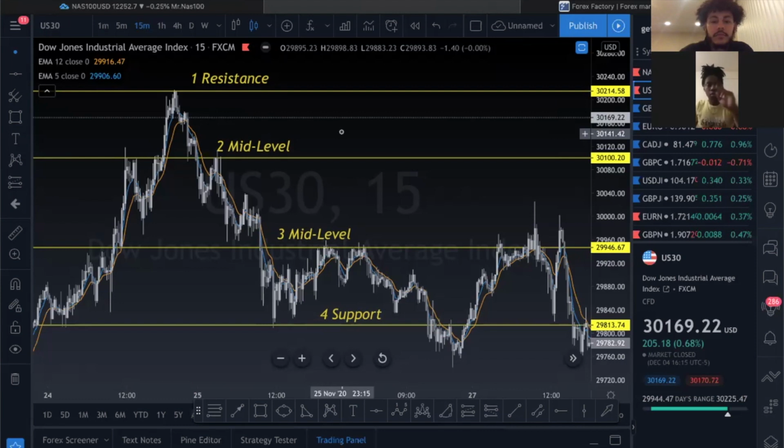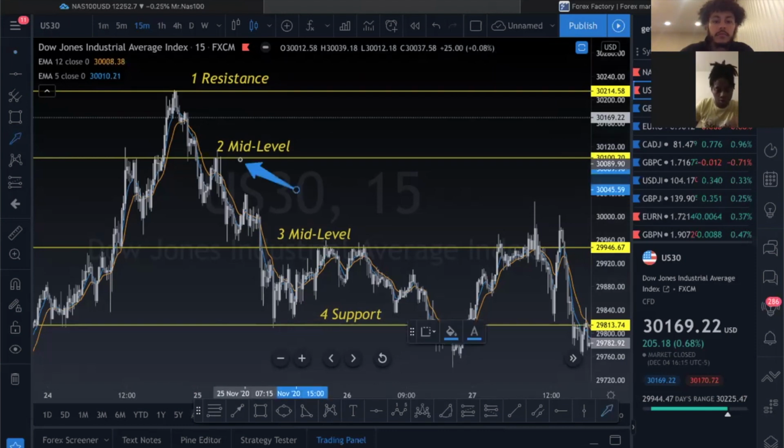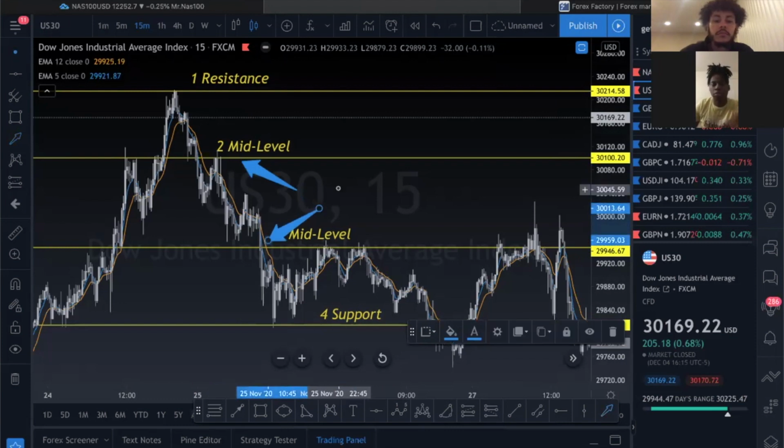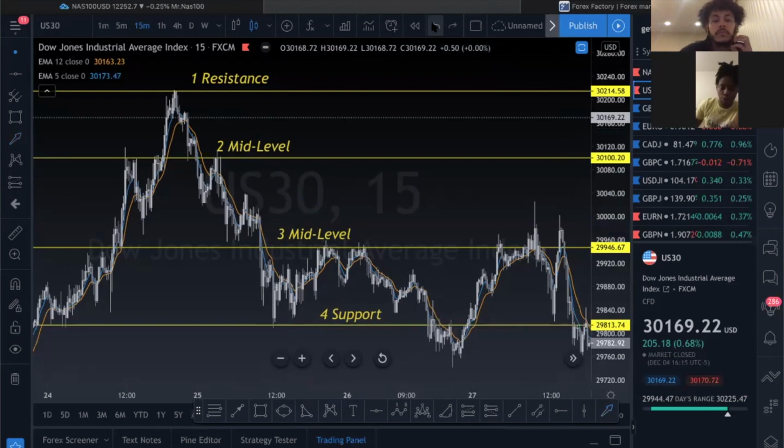So, number two, mid-level. Number three, mid-level. Number two could be resistance or support, as it hits that resistance on number one, crashing through number two, which turns into a support. And then, of course, crashing through number three, which is also another support. And then, as you see how it hits number four, the strong support, and retests the mid-level three, which also turns into resistance right there. So yes, supports and resistances do change. Resistance can change to a support, and support can change to resistance. That's just how it is.